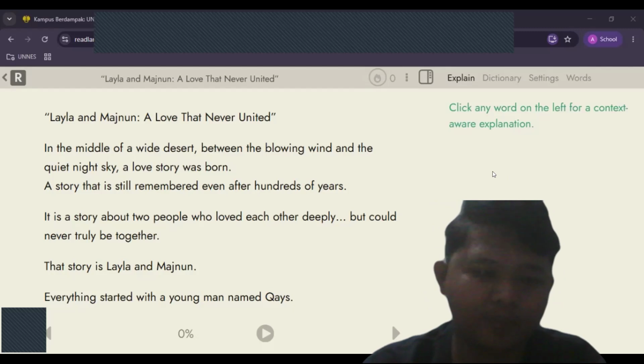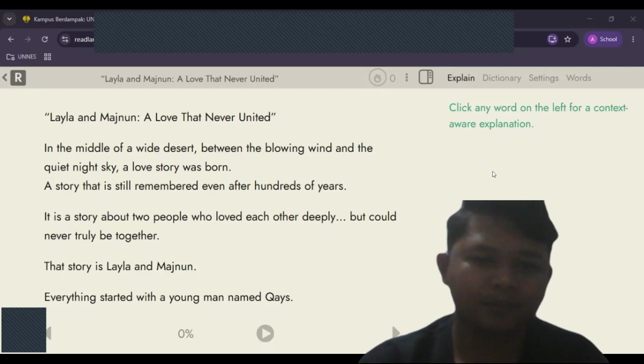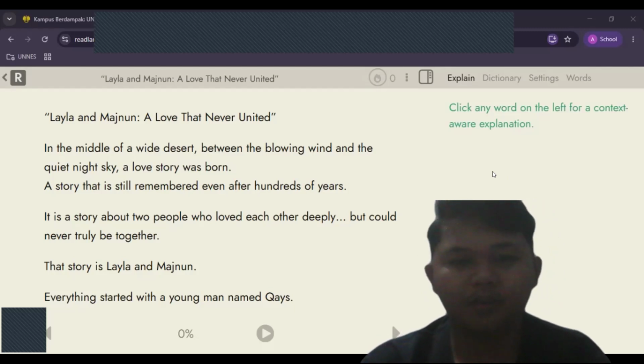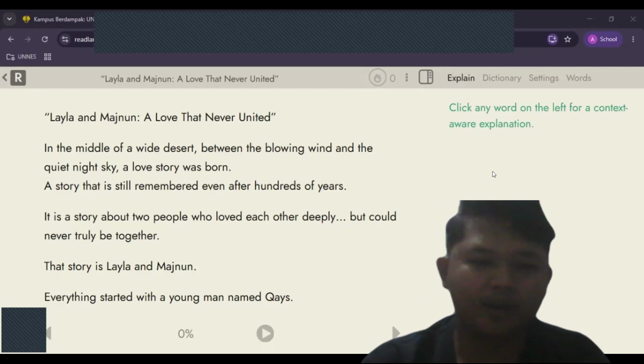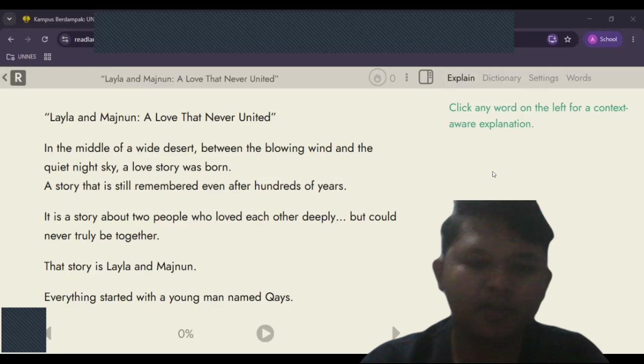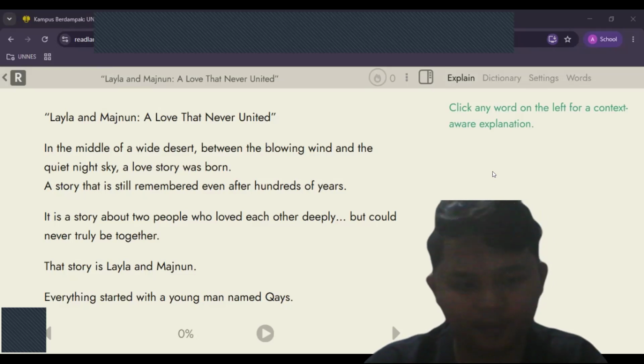Okay, let me start. Laila and Majnun, a love that never united. In the middle of a white desert, between the flowing wind and the quiet night sky, a love story was born. A story that is still remembered even after hundreds of years. It is a story about two people who love each other deeply, but could never truly be together. That story is Laila and Majnun.